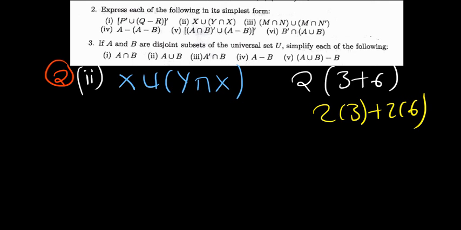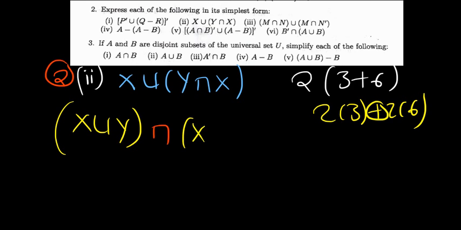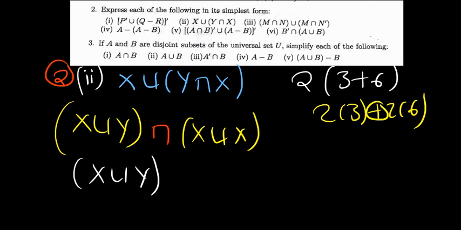So let's apply the same concept. We'll take union to be a multiplication, so it will be X union Y. The intersection will be the middle part, and then again we'll multiply X union X. What we have is X union Y intersection X union X. Now combining a set with itself is just the set itself.